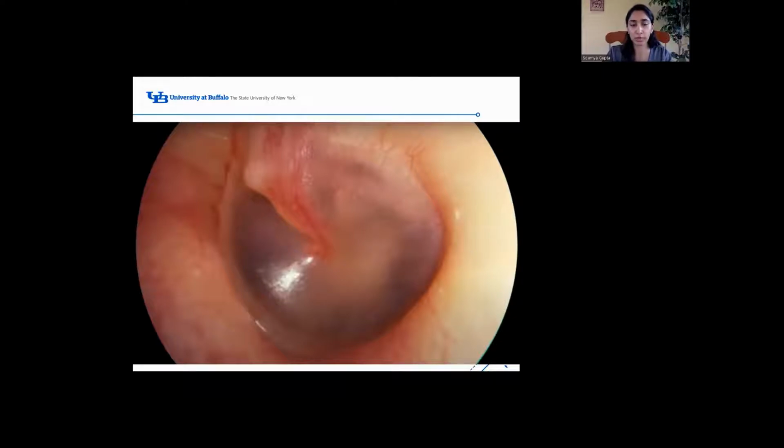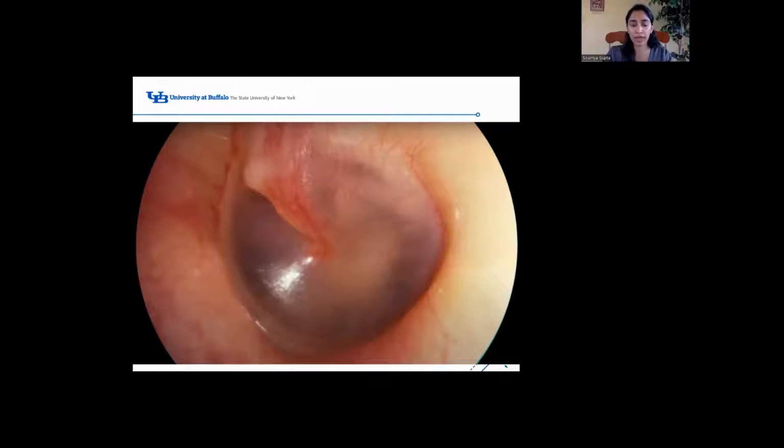You also want to determine if it's bulging or retracted in appearance, or if it's just taut and normal. This is taut. If it's bulging, then it would be coming out towards us, towards the screen. And if it's retracted, it would be pushed against the middle ear structures. And then you also want to see if there's any fluid behind the tympanic membrane. In this case, there isn't any, and that's normal.